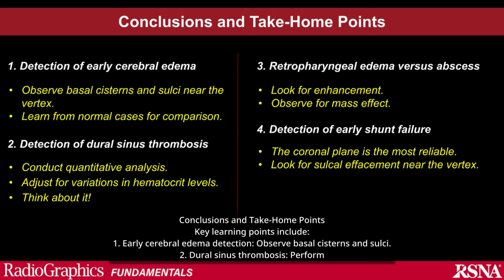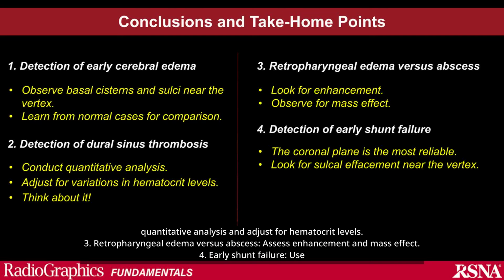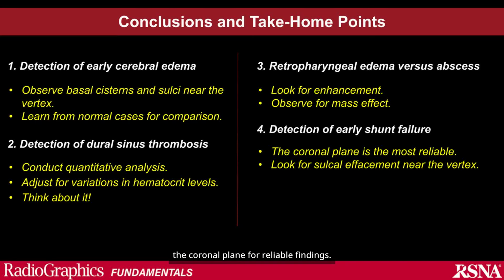Conclusions and take-home points. Key learning points include: 1. Early cerebral edema detection. Observe basal cisterns and sulci. 2. Dural sinus thrombosis. Perform quantitative analysis and adjust for hematocrit levels. 3. Retropharyngeal edema versus abscess. Assess enhancement and mass effect. 4. Early shunt failure. Use the coronal plane for reliable findings.